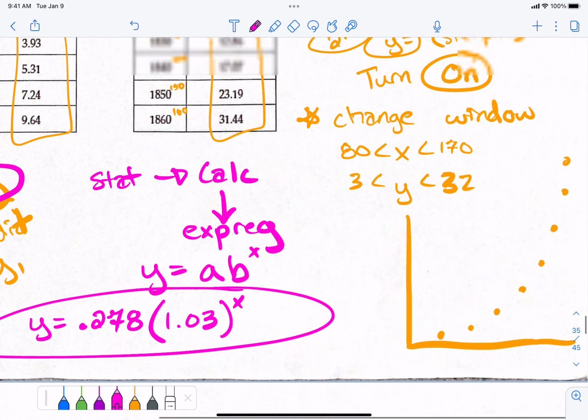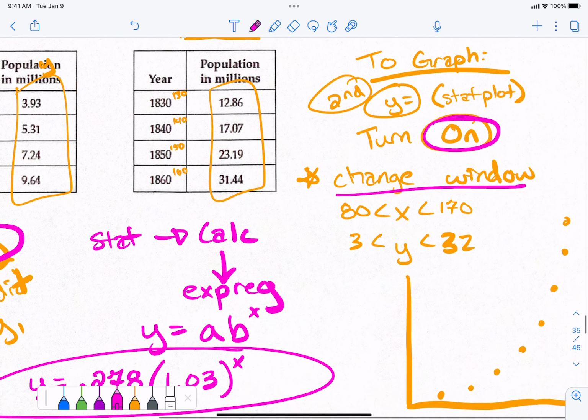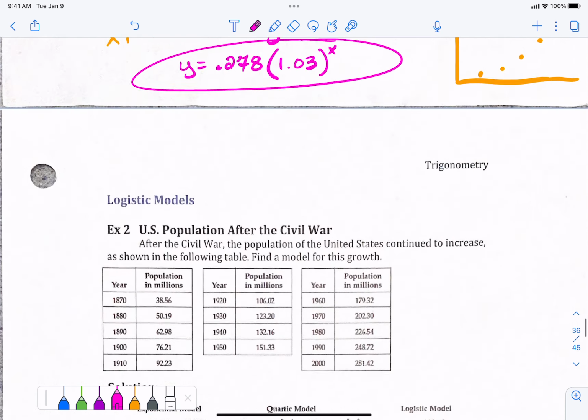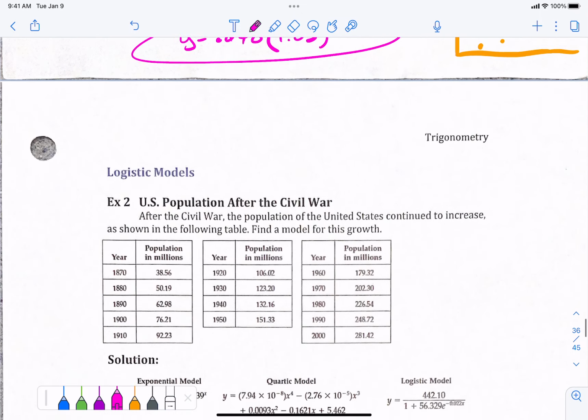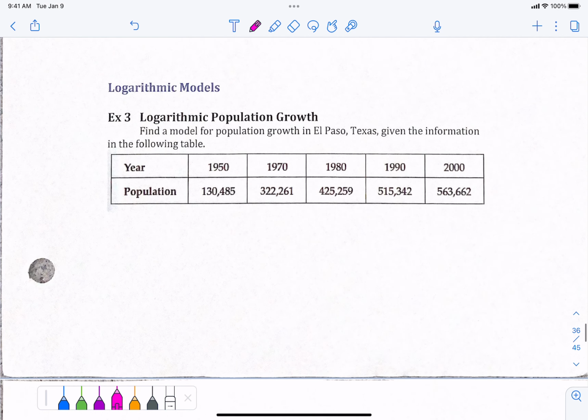Oh, scatter plot. So you just go to graph. After you've turned your plots on and you've changed your window, you just hit graph and it will graph the dots. Let's see. Yeah. Are we finishing the lesson today? Yeah. We might not do all of them anyway, because you guys get the idea. Okay, good. Are we happy with that problem? Okay, all right, the next one is logistic, same process, okay? The last one is logarithmic, same process, okay?